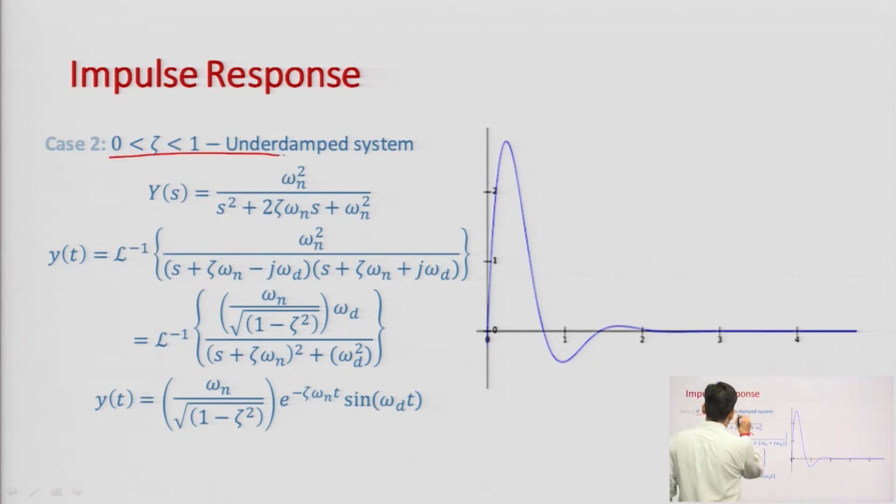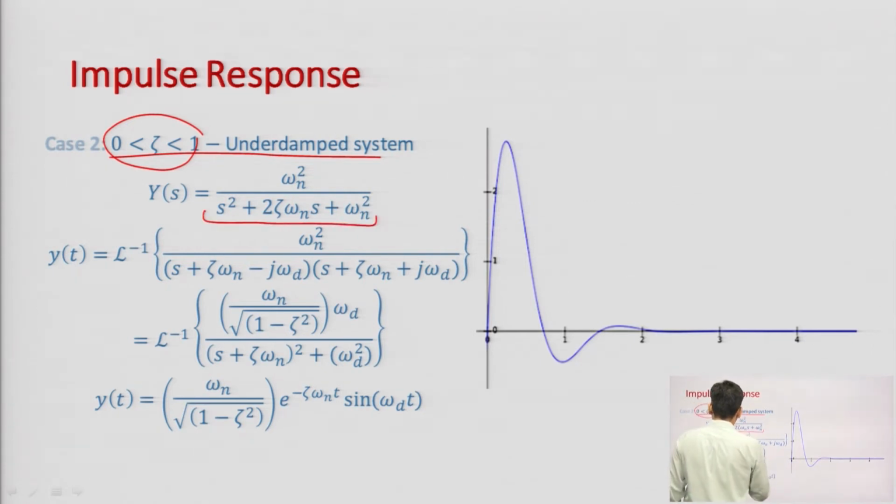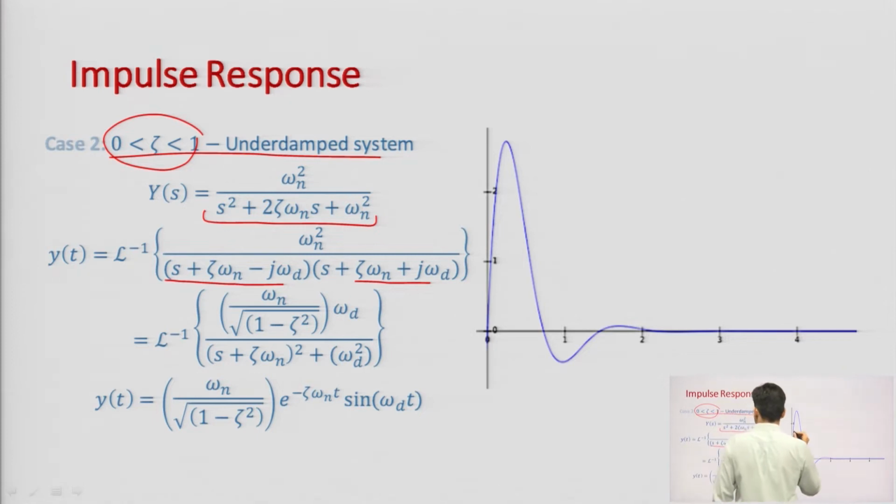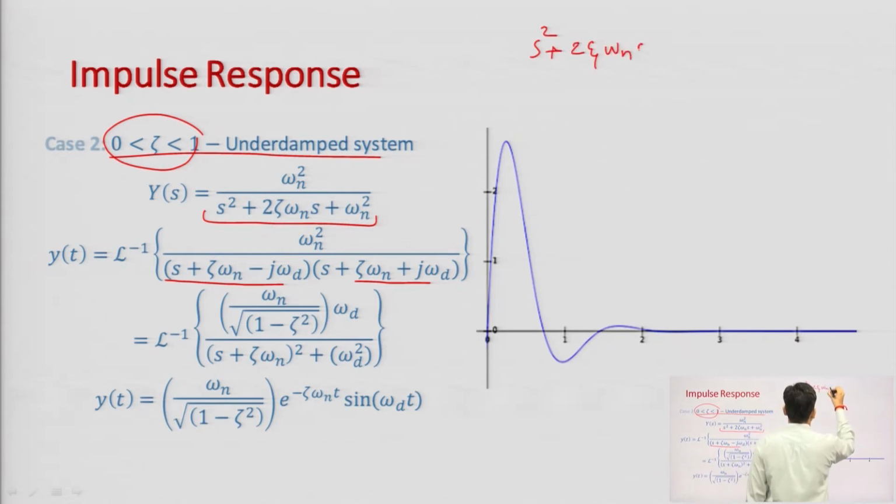When I consider the underdamped system for this value of zeta, I will get this equation, and after simplification I will get omega n square over this equation. How is it coming? What I am doing here is making this a square. This expression is s square plus 2 zeta omega n s. If I have to make it a perfect square, what will I do?